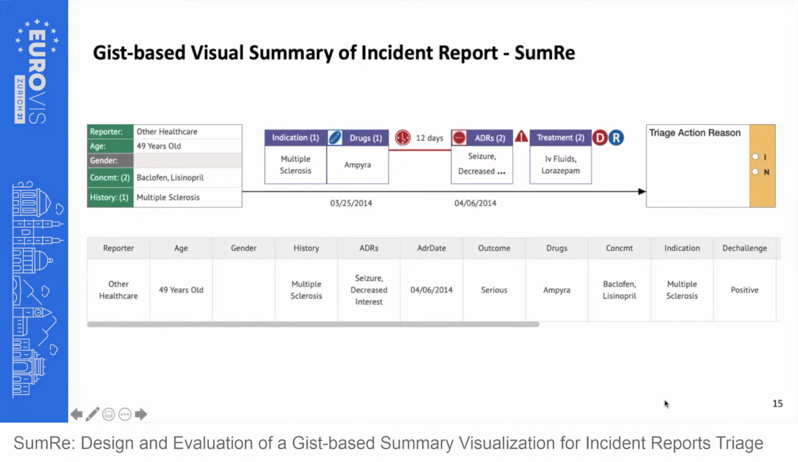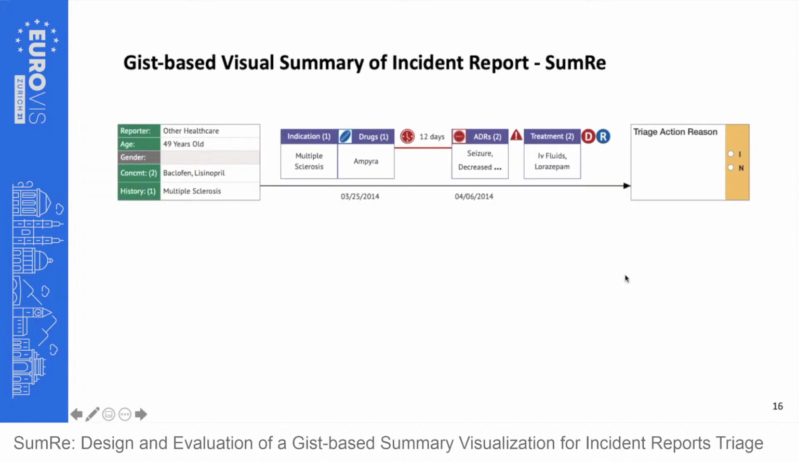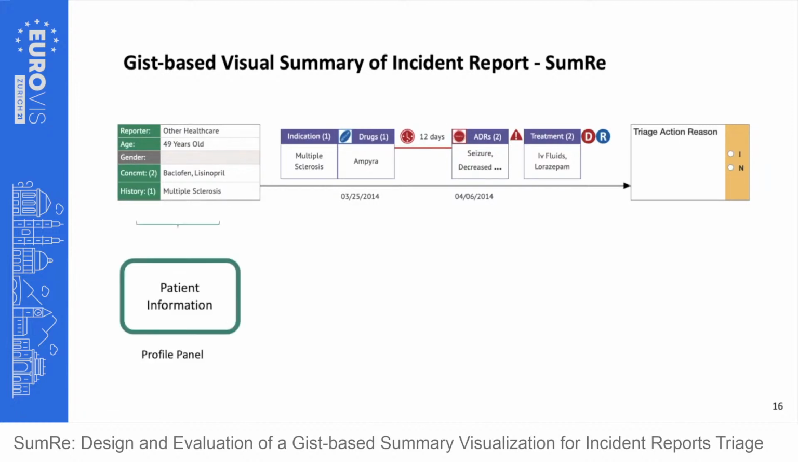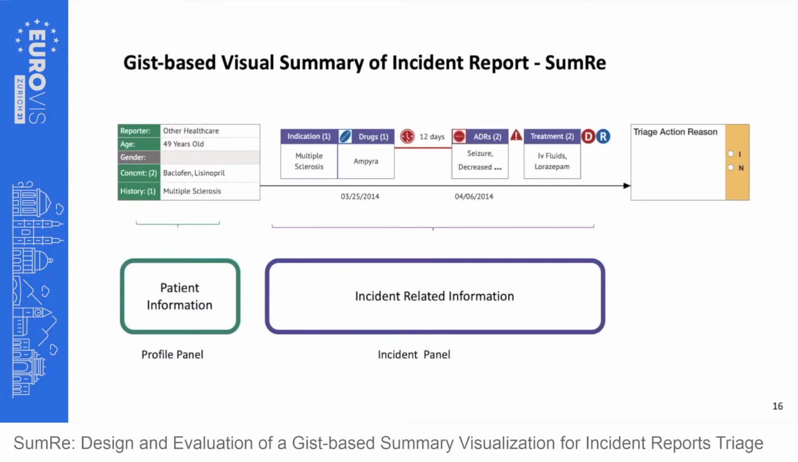Based on these design guidelines, we designed SumRe. So this is our visual summary, and it's equivalent to one row of the table representing a single report. If you look at our design, on the left hand side we have patient information. We call it the profile panel. The patient information is followed by incident related information, which includes the drugs taken, the adverse reaction, treatment that was given, and that's followed by the triage analysis panel, which helps analysts capture their triage artifacts, including what action they took or any insights that they have about a certain report.